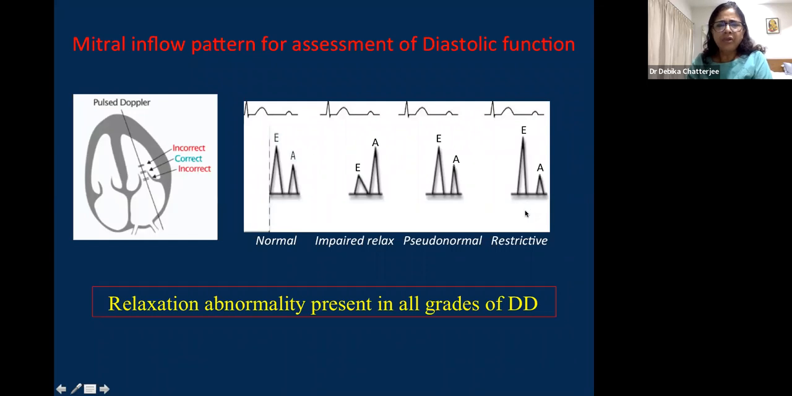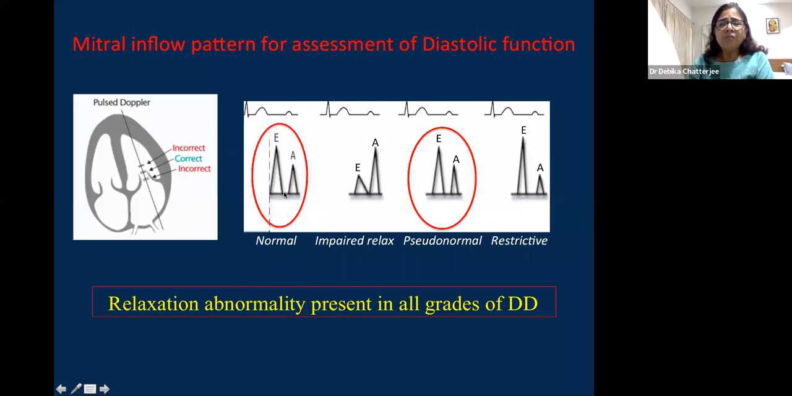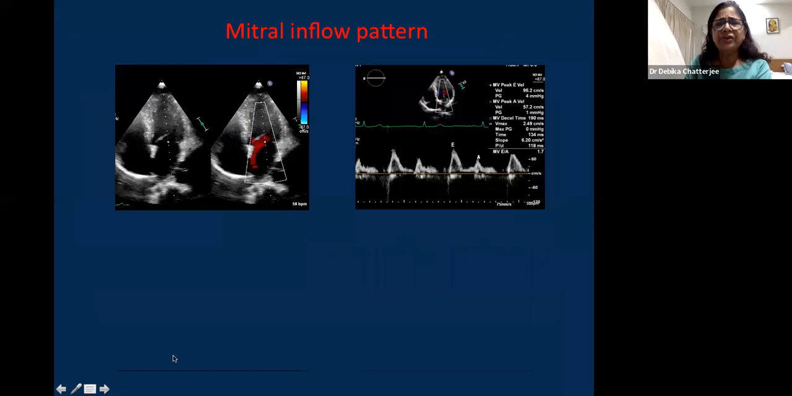So what I said, the relaxation abnormality is present in all grades of diastolic dysfunction. It is by the raised LA pressure that the pattern is changed here, and here because of raised LA pressure along with non-compliance of the LV. Now, if we look here and here, the patterns are the same, but one is normal, another is not normal. We say it is pseudo-normal. How do you differentiate?